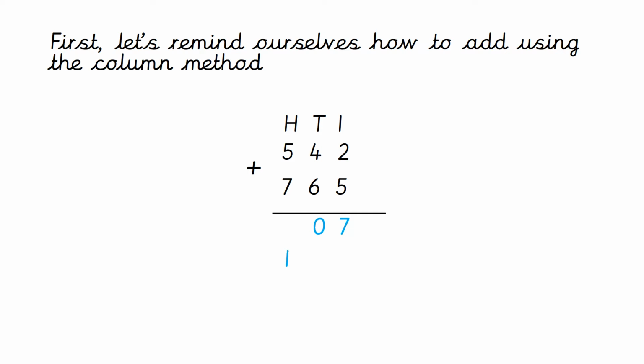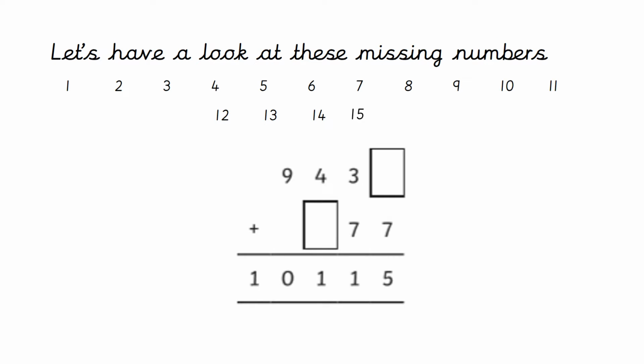to my hundreds column. Okay, so in my hundreds column, I can see that I've got 5 and 7. So I would add those together, make sure I add the 1 on the end to make 13. So again, I would put my 3 in my hundreds column and I'd carry my 1 over to my thousands column. Okay, so then in my thousands column, I would then put that 1. Well done if you got that right. Okay, so let's have a look at these missing numbers then.